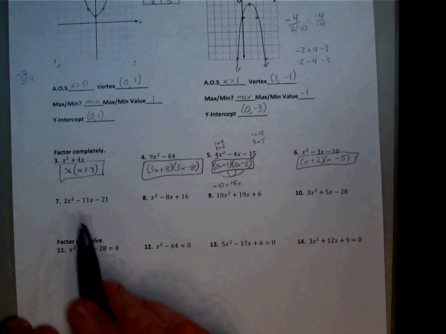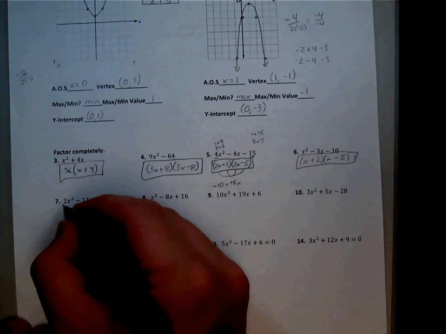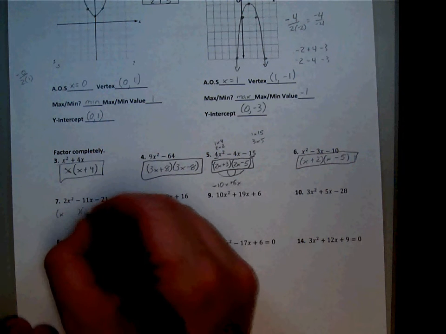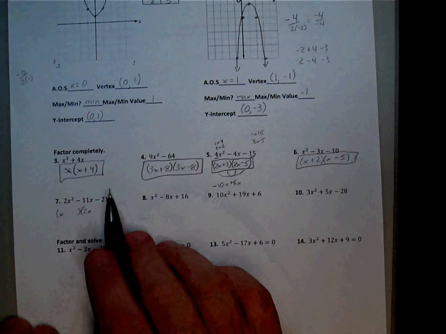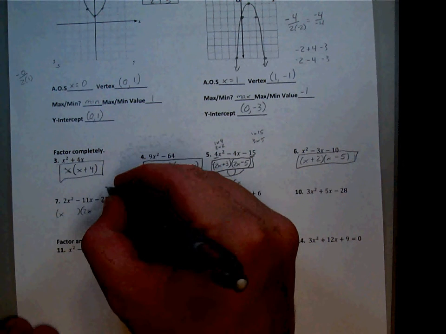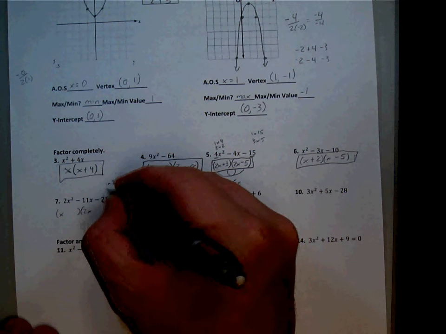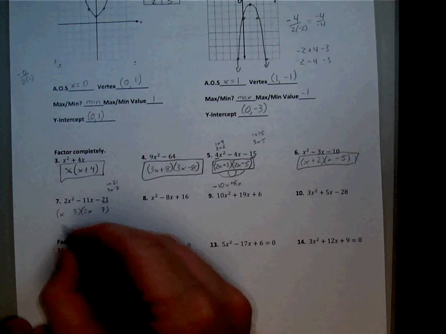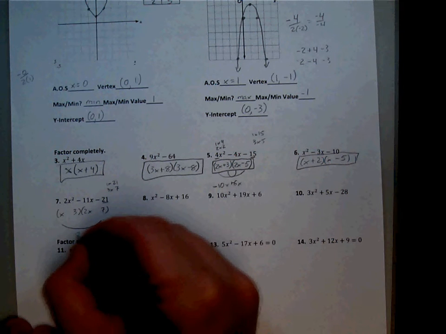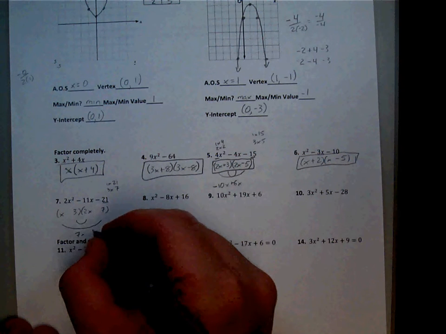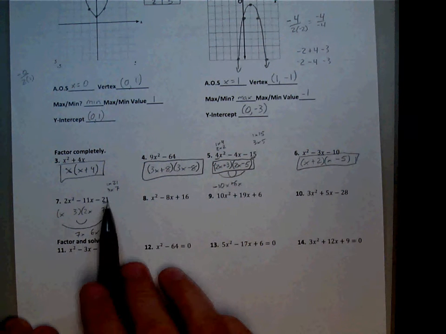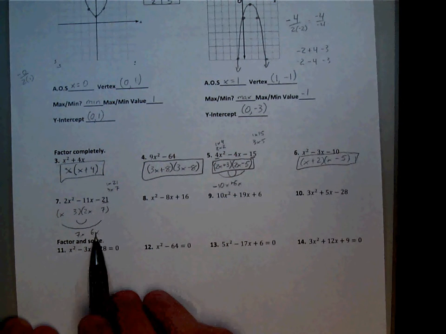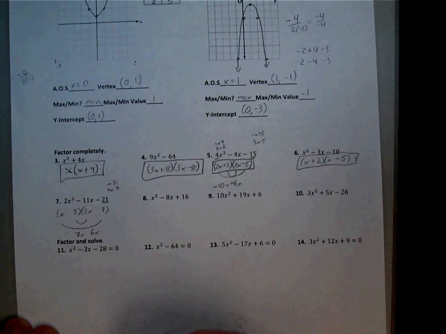Number 7, we've got a 2 leading the way. 2 is prime, so I know it has to be a 1 and a 2, or I guess an x and a 2x. Numbers which will multiply to 21. Well, could be 1 and 21. Could be 3 and 7. I'm going to try 3 and 7 first. Think about that outside of FOIL. X times 7 is 7x. Inside 3 times 2x, that's 6x. One would have to be positive, one would have to be negative because the product is negative. If one's positive, one's negative, we cannot get 11. So that's not the right combination.